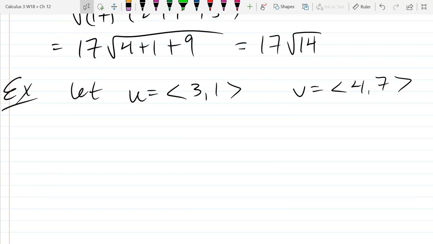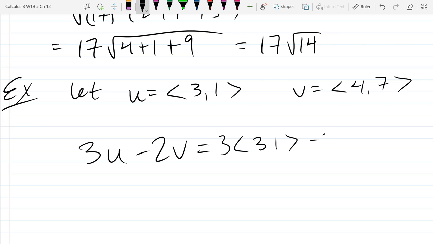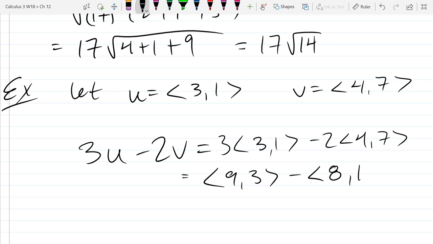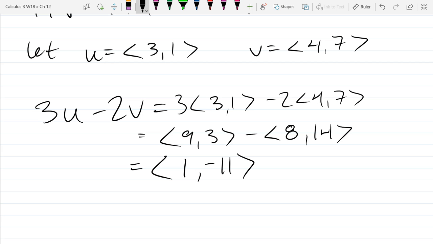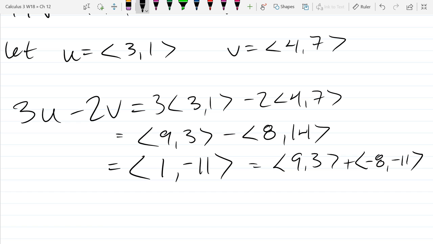So I want to do a few operations. Let's go 3u minus 2v. Go ahead and compute that right now. You have a choice to distribute your negative inside your vector when you subtract, or leave it outside and then subtract the entire vector. It doesn't matter which of the two ways you go, you should get the same vector.